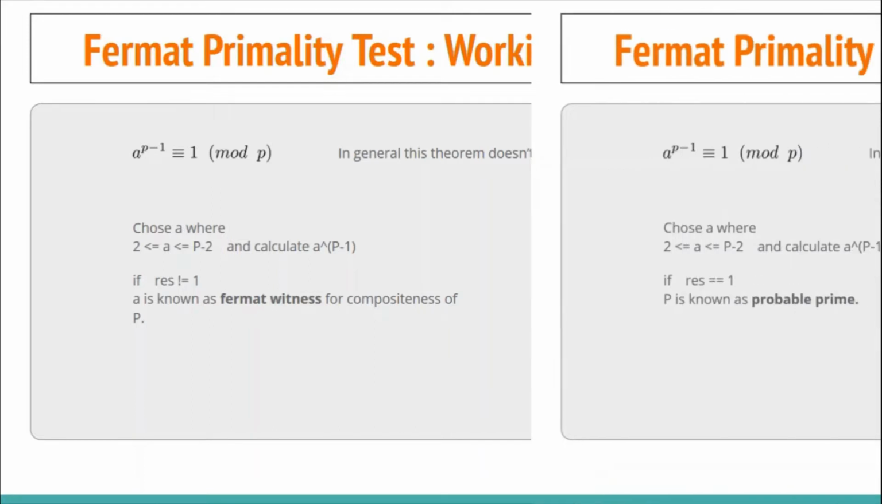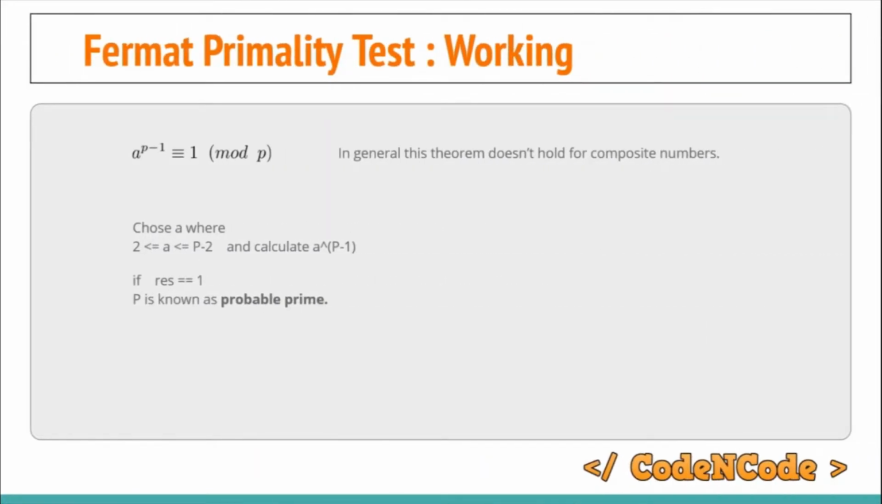But the problem arises when the result is equal to 1, because there are some composite numbers as well for which a raised to the power p minus 1 is congruent to 1. Oh yeah, one important thing: Fermat's little theorem says that a raised to the power p minus 1 is congruent to 1 modulo p, where a and p should be co-prime with each other as well. Basically, GCD of a and p should be equal to 1, or they should not share any prime divisor. You might already know this, just to make sure.